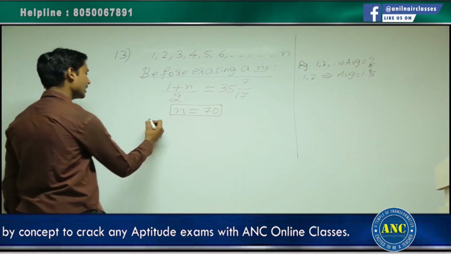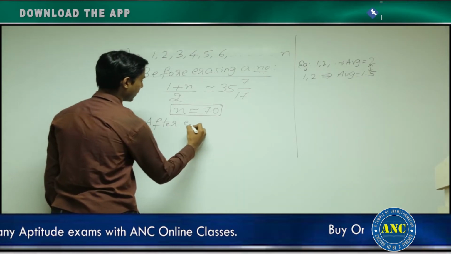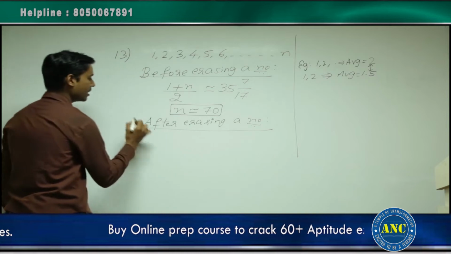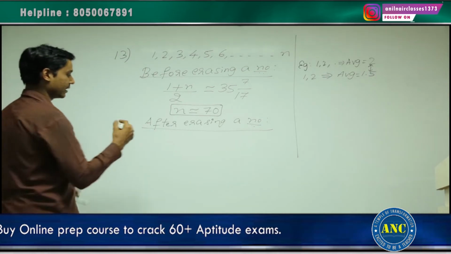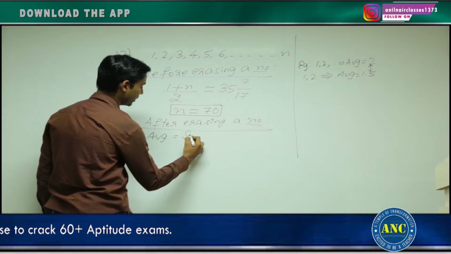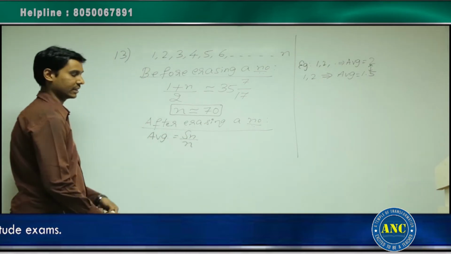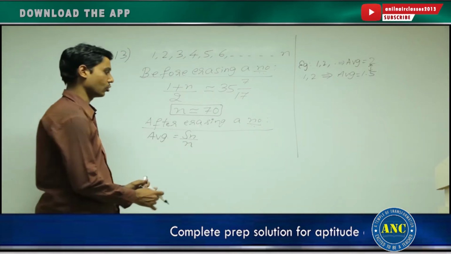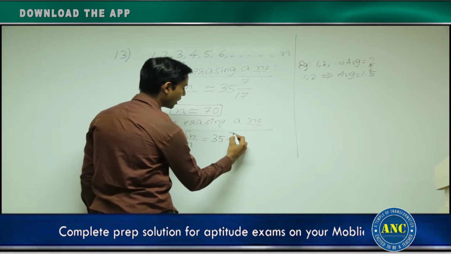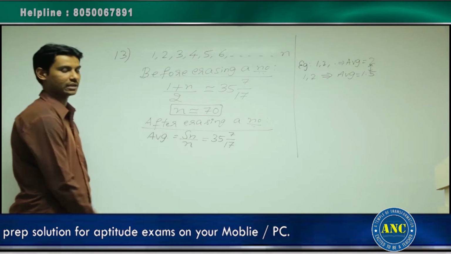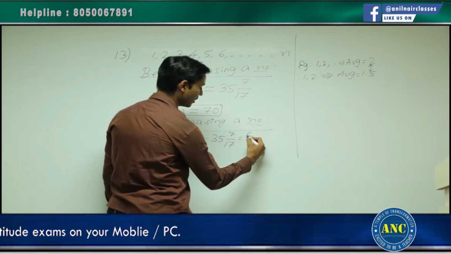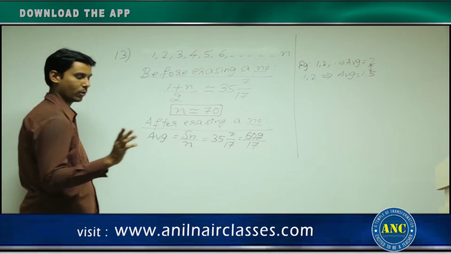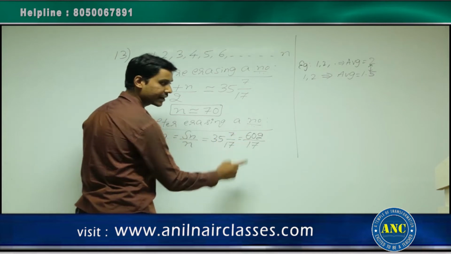Now see here. After erasing a number, what will be the average? Listen to this carefully. I will erase some number. The average is nothing but the sum of the quantities divided by the number of quantities. It is given in the question that after erasing a number, the average is exactly equal to 35 7/17. If I simplify that, you will get 602 by 17. Now if you observe here, Sn by n is nothing but 602 by 17.